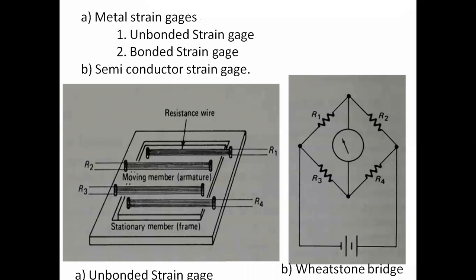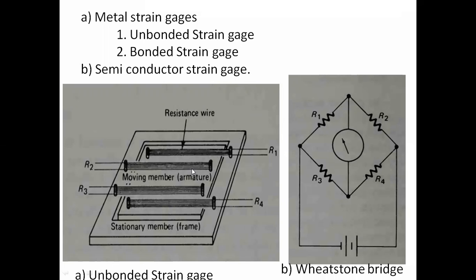The strain gauges are basically classified into two types: metal strain gauges and semiconductor strain gauges. Metal strain gauges are again classified into two types: unbonded strain gauge and bonded strain gauge.